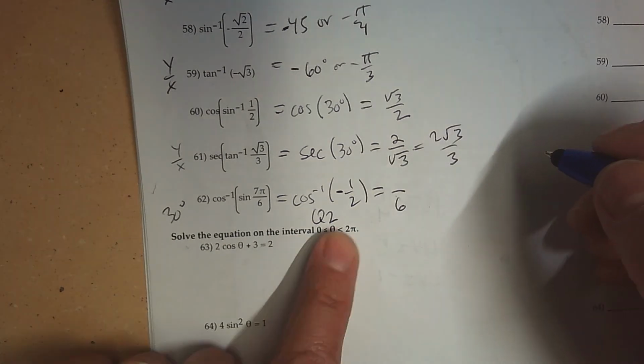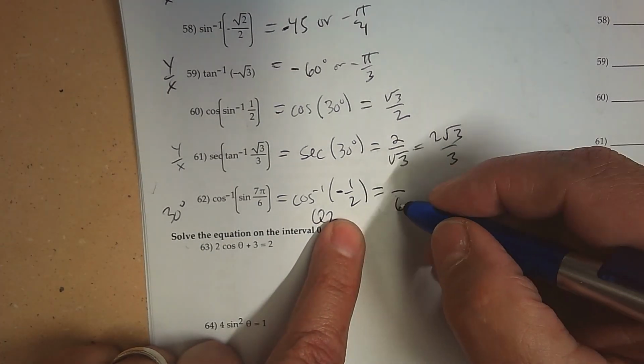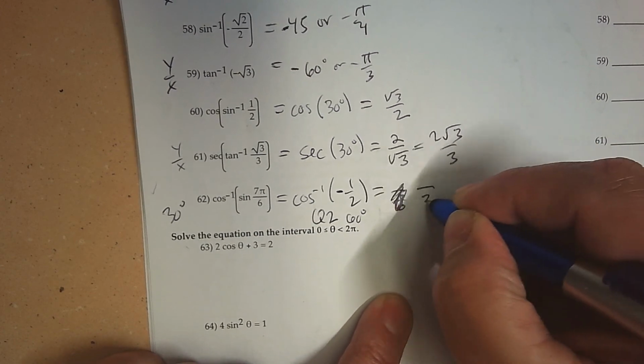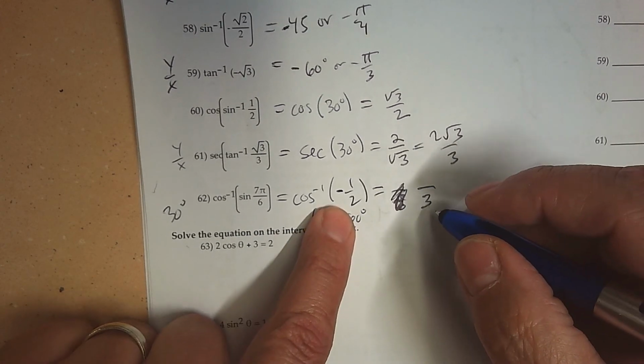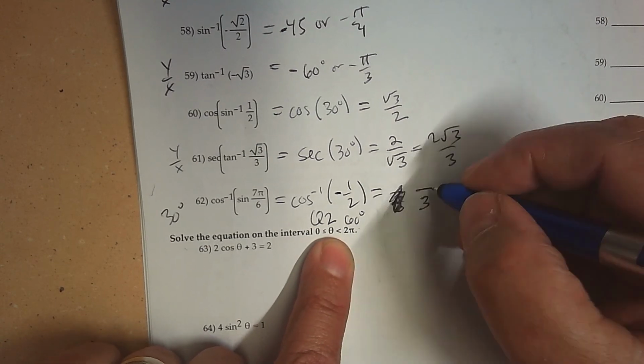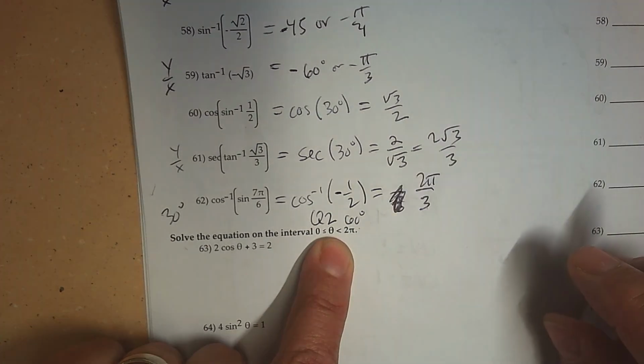For inverse cosine, negative 1/2, this one's going to be found in quadrant number 2. The reference angle for 1/2 is actually 60 degrees. So this would actually be over 3. So the x-coordinate's 1/2. So it's a 60 degree in quadrant number 2. So it's 2 pi over 3.